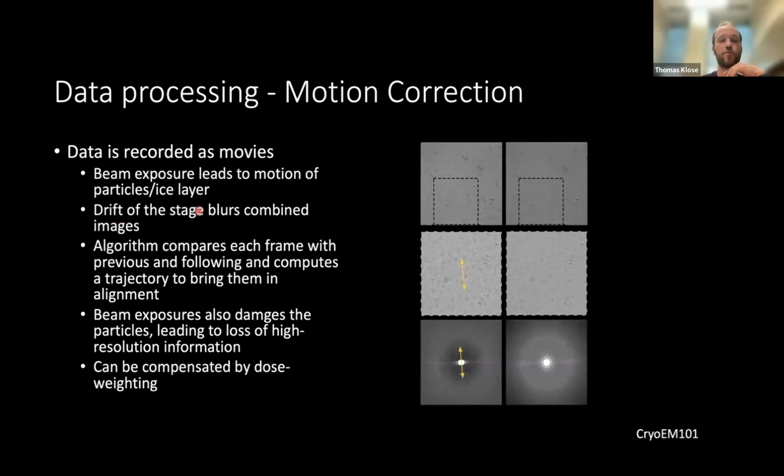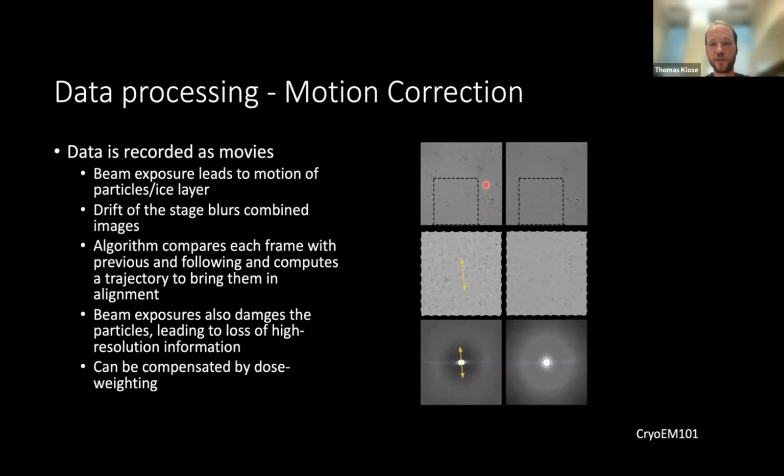So when we move the stage where the grid is around and we stop, there is going to be a little bit of drift. And so if you ever have tried to take a picture of a cat or a dog that is running really fast, you will know that it's almost impossible to get a good picture. It's going to be blurry because your object moves as you take the picture. And so to compensate for that, we instead take many, many short duration pictures and combine them in a movie. And then we can use an algorithm that compares each frame of this movie with the previous and the following one. And then it can compute a trajectory to bring them in alignment and essentially eliminate most of the motion that was experienced.